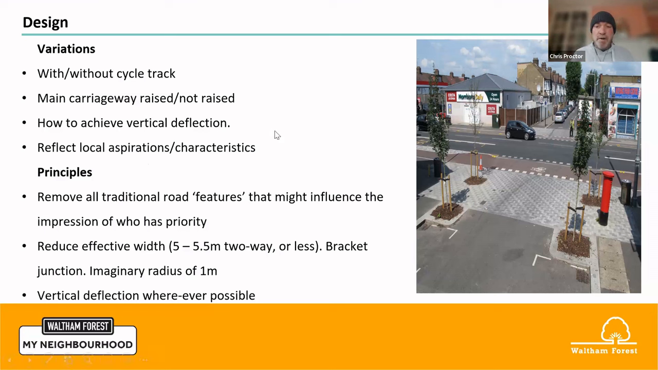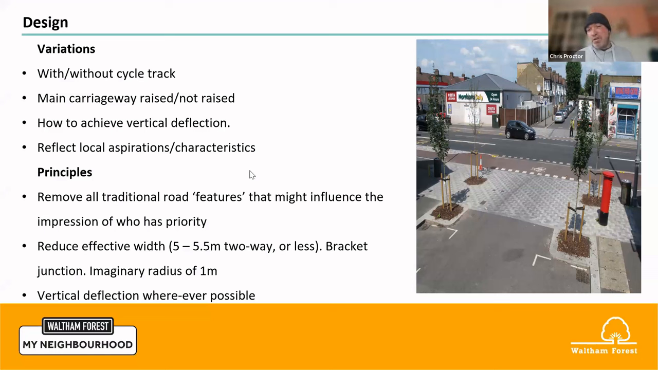Whilst we do have quite a lot of variation, we've also tried to stick to some key principles. So that's generally removing all the features that you would typically associate with a side road junction. So that's your kerbs, street furniture, as much unnecessary road marking as possible. And obviously the big one is the tactile paving. And that's a huge area of debate, obviously, in terms of the impact that may have on certain users.